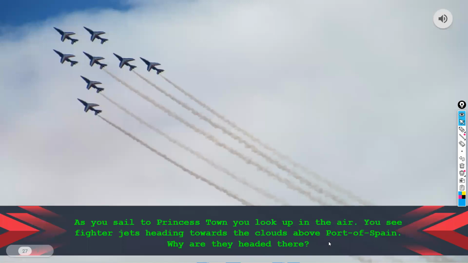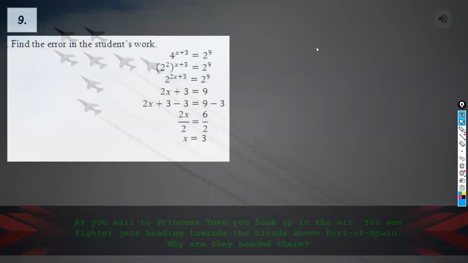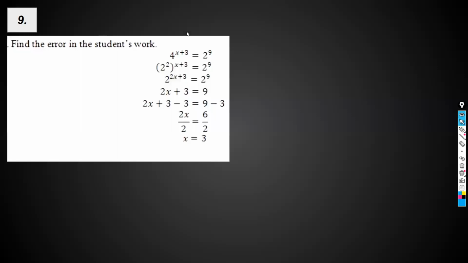Any idea why there are fighter jets as you sail across the Gulf of Paria? You see warships flying overhead. What do you all think is going on there? Any theories? You think someone launched war on Trinidad? Somebody said it's World War III. All right.